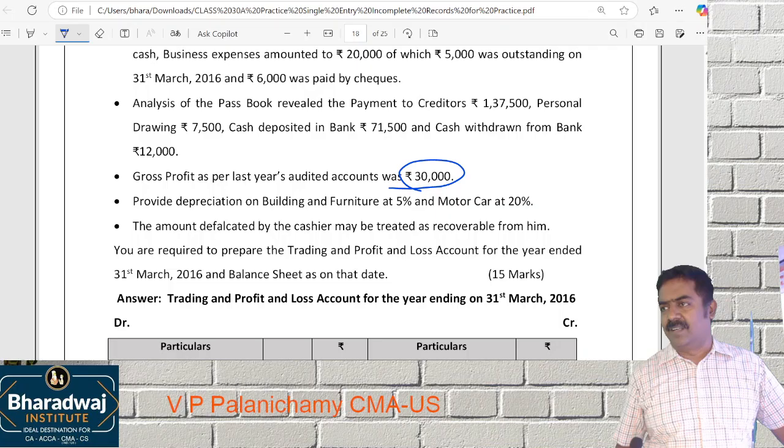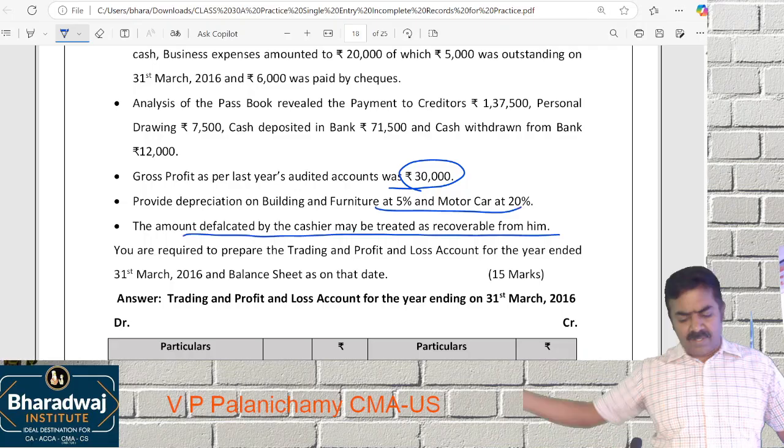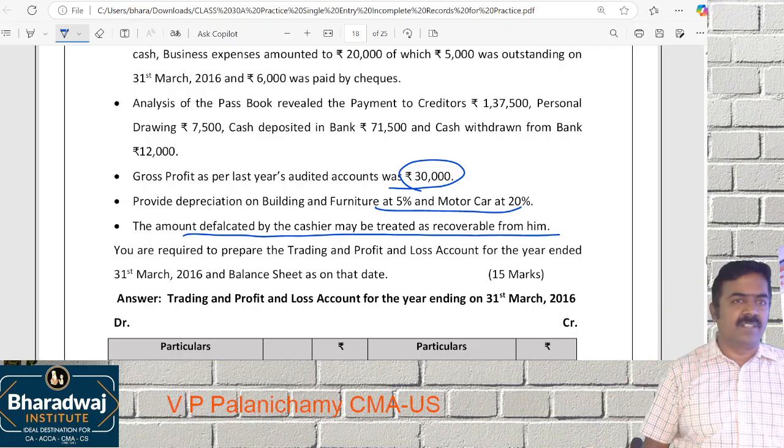Depreciation is given. Cash defaulted credit can be taken as what? Amount recoverable from them. Just a repeated question with just a change of number, or they cut a zero and the question is given. So question number 6 we are not going to do. It is nothing but question repetition. Question number 7 we will do.